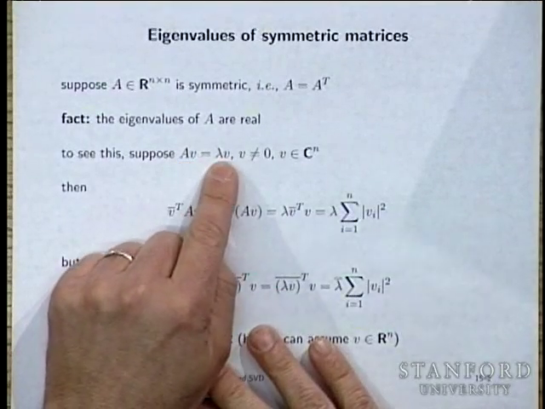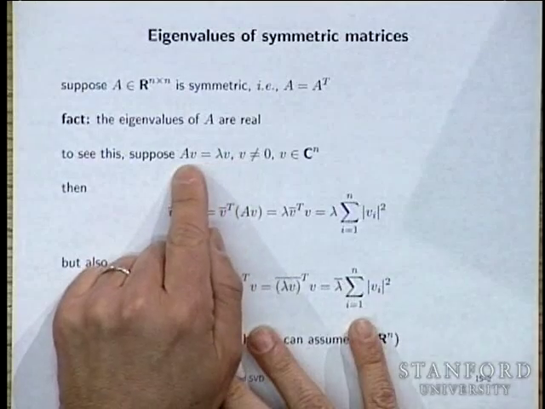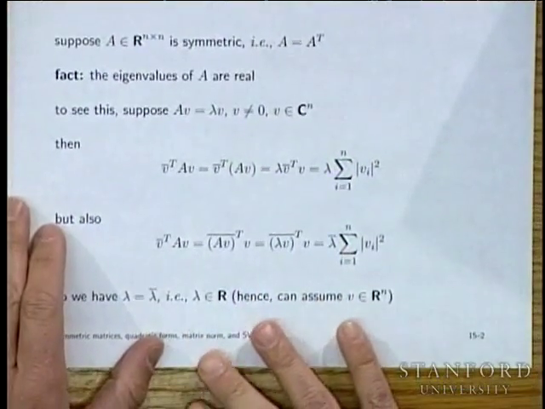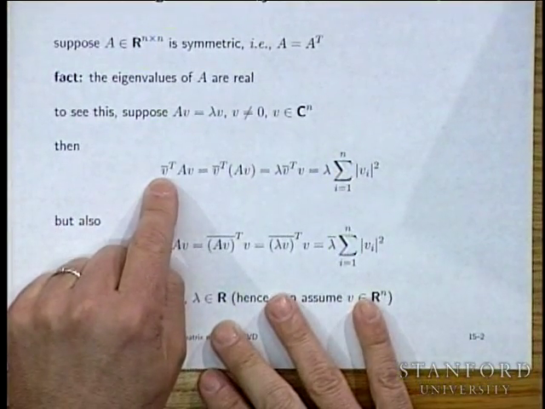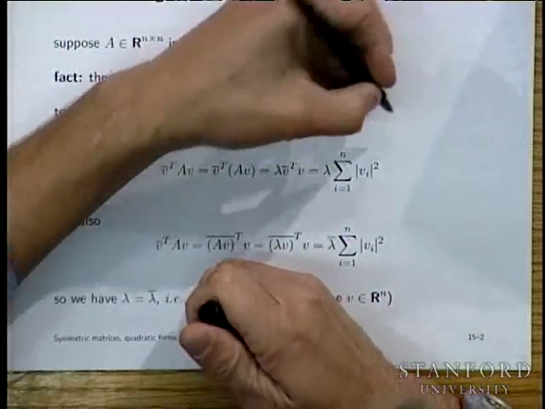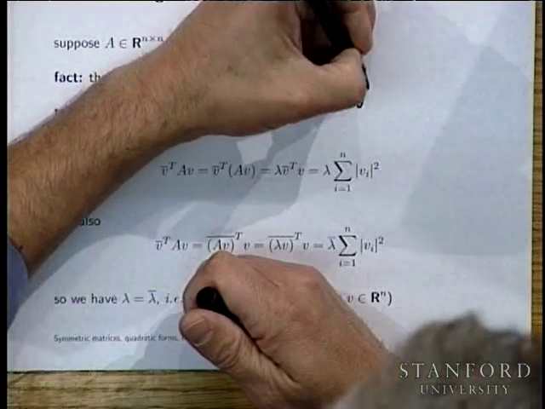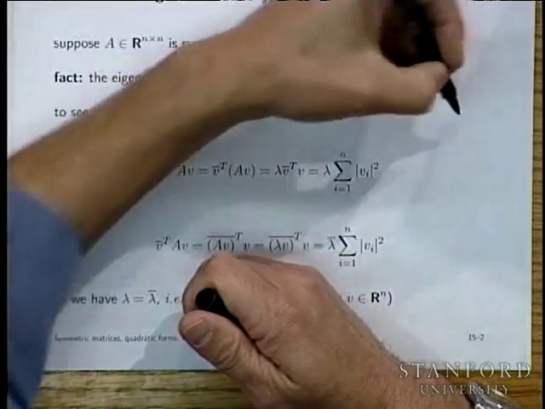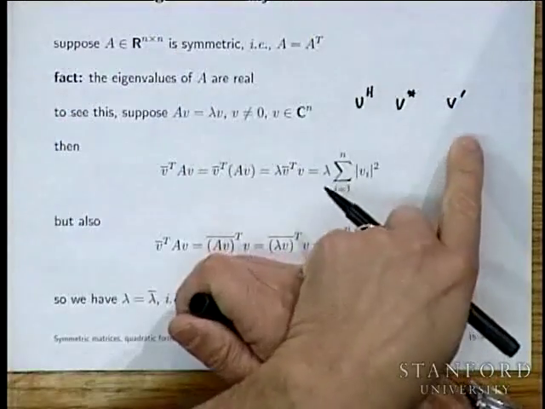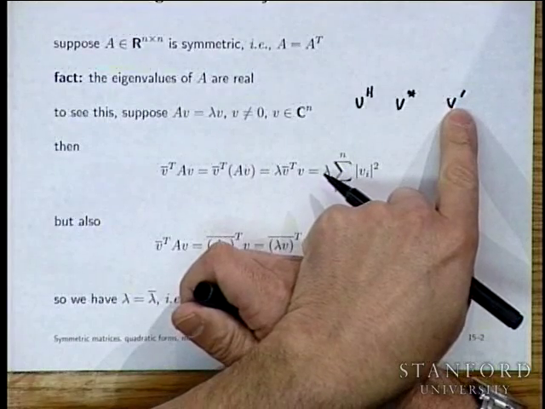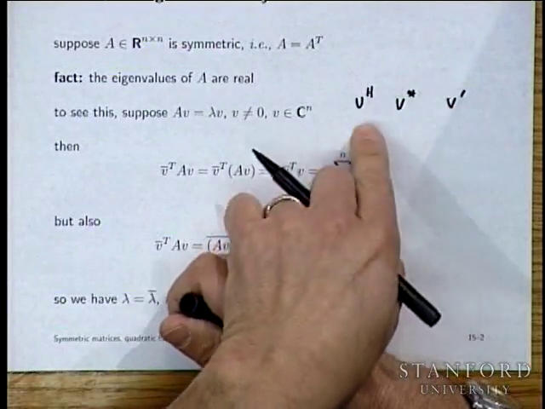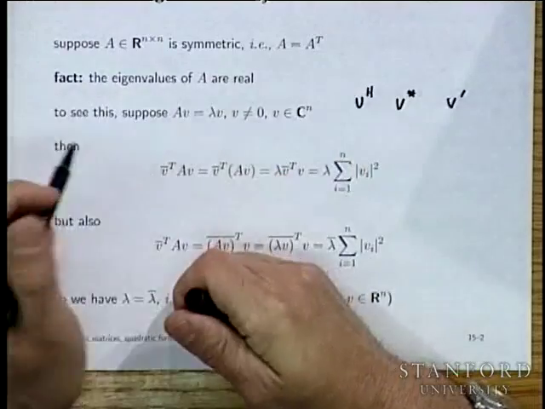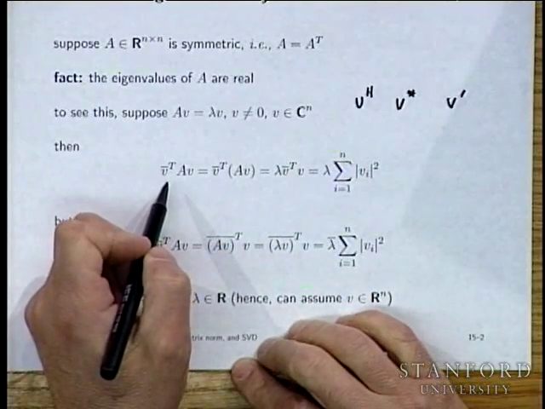Suppose you have Av = λv. v is non-zero, so v is an eigenvector, and v is complex here. Let's see what happens. I'm going to look at v conjugate transpose. That's an extremely common thing; people write it as v^H or v star. In MATLAB, if you type v prime and it's complex, you will get the conjugate transpose. So this is v conjugate transpose.